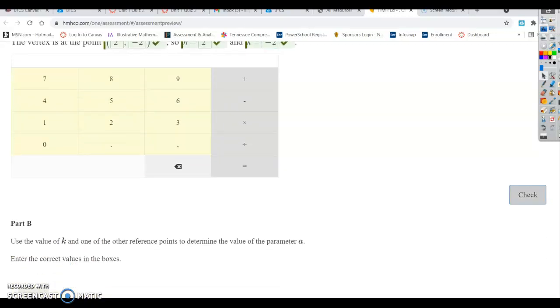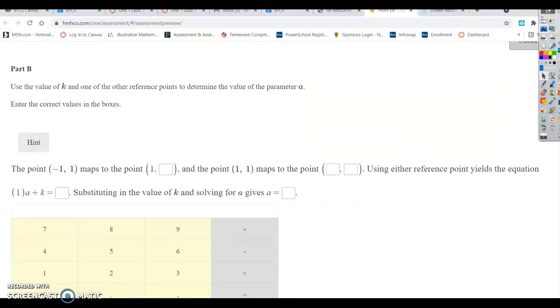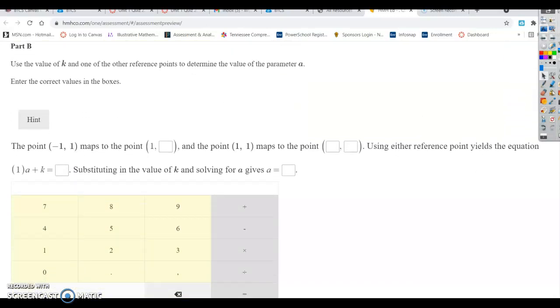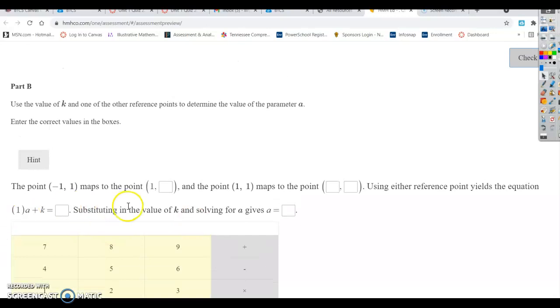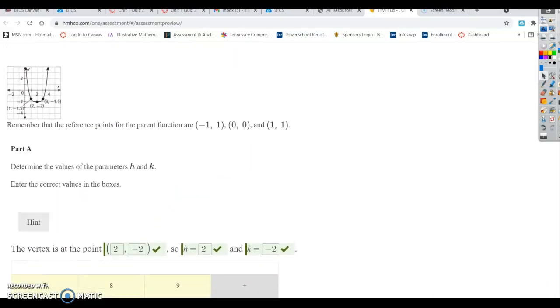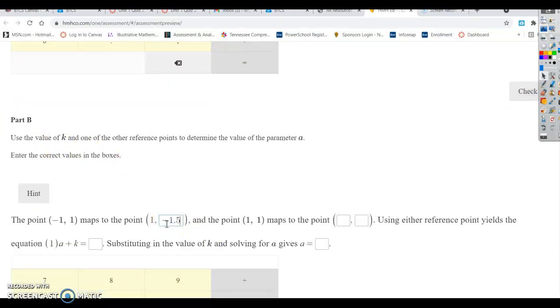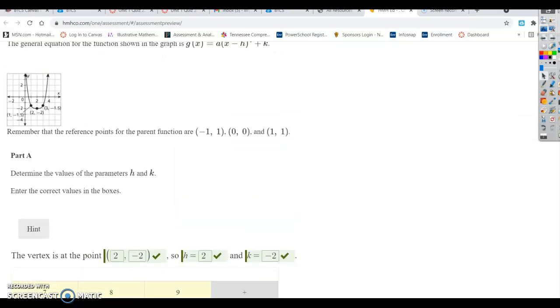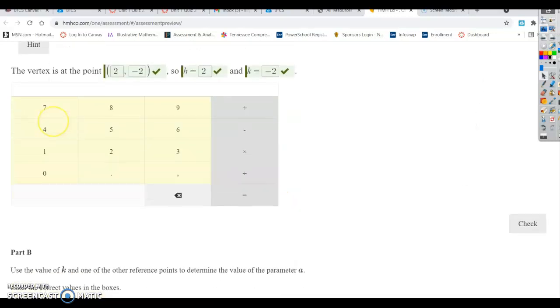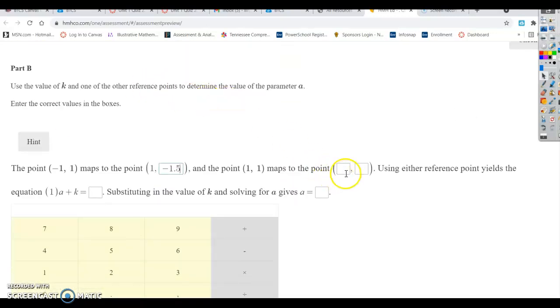So those points are going to come from your vertex. All right, so it says use the value of k and one other reference point to determine the value of the parameter a. All right, so it says -1, 1 maps to what? So your -1, 1 would have been here, and it's going to map to this point, 1 and -1.5. And 1, 1 maps to, this would be 3 and -1.5. So I'm just pulling these points off the graph.